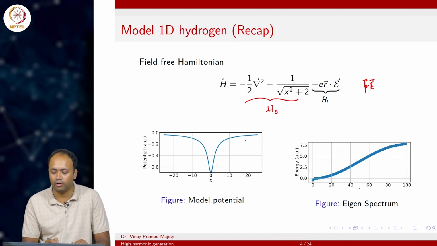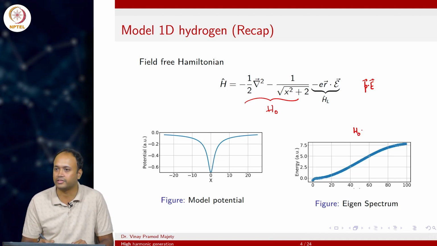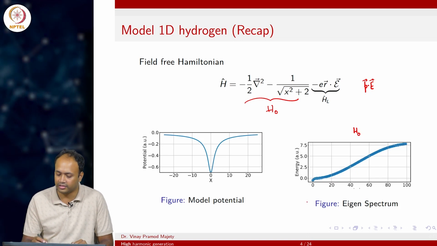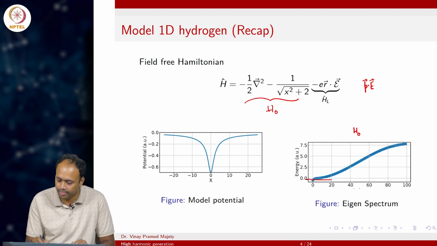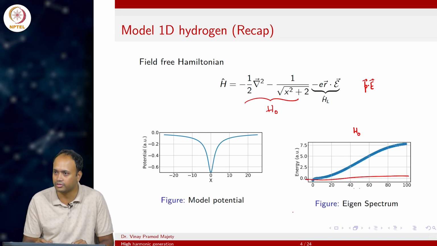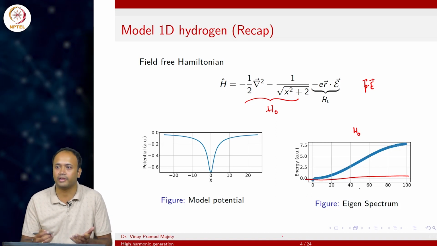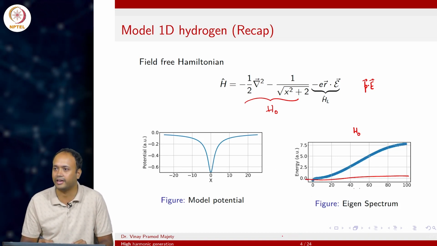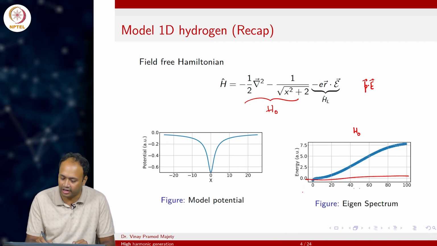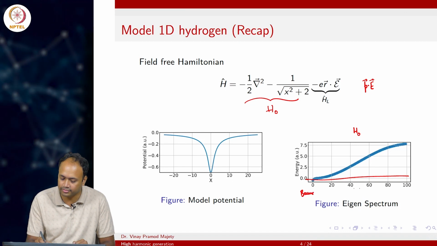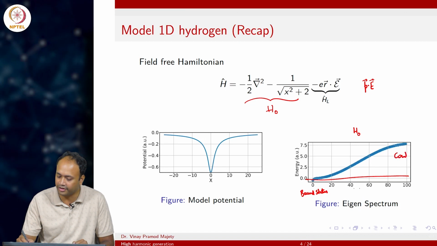If you look at all possible eigenstates of the H naught operator, that is, without the presence of the field, this is the eigenvalue spectrum. What you see is there are some negative energy values, below 0, and there are some positive energy states. Any typical atomic potential would have negative energy states and positive energy states. The negative energy states are the so-called bound states, and the positive energy states are called the continuum states.